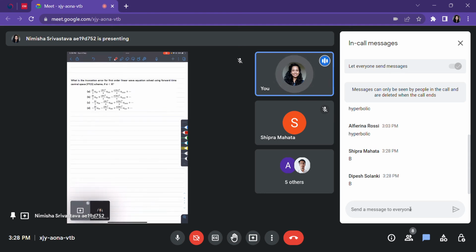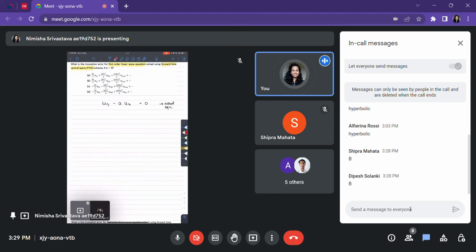Okay. Next question is, what is the truncation error for first order linear wave equation? Let's write down the first order linear wave equation first. Ut minus A Ux is equal to 0, where A is the wave propagation speed. This is my actual equation. It's asking me what is the truncation error for first order linear wave equation solved using forward time central space scheme if A is less than 0.